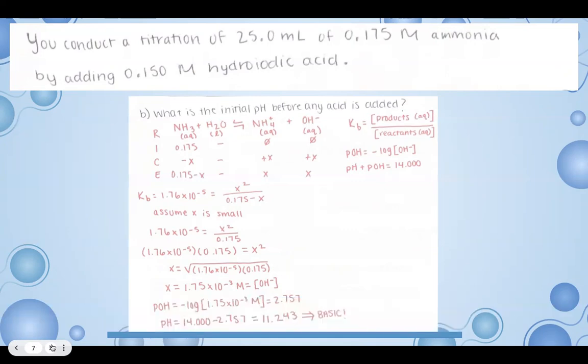To find the pOH, we take the negative log of OH minus, and we find that it is 2.757. We subtract this from 14 to find the pH, and we find it to be 11.243, which is basic, and it makes sense because no acid is yet added.